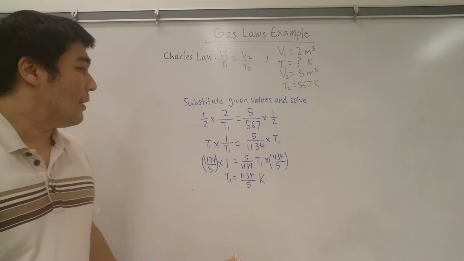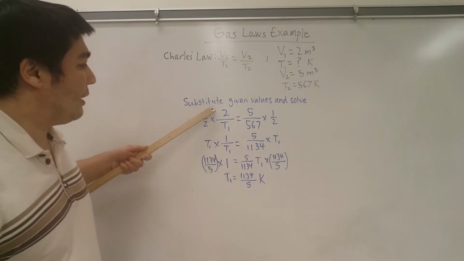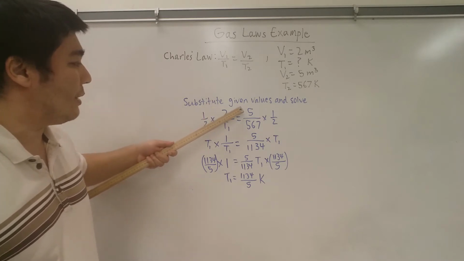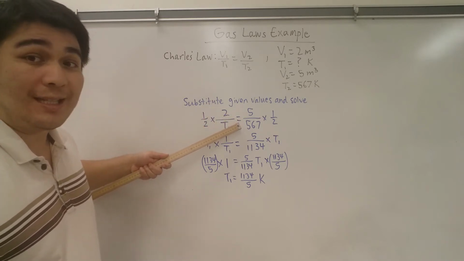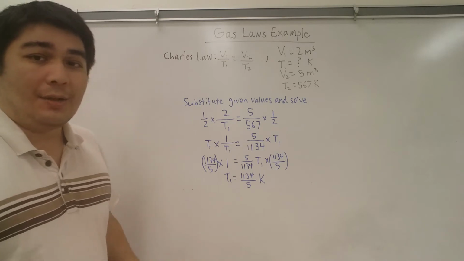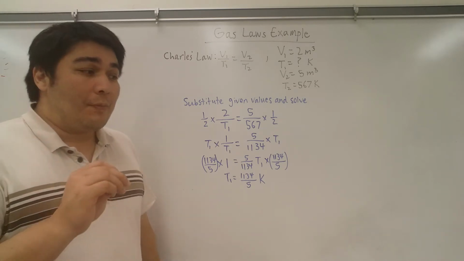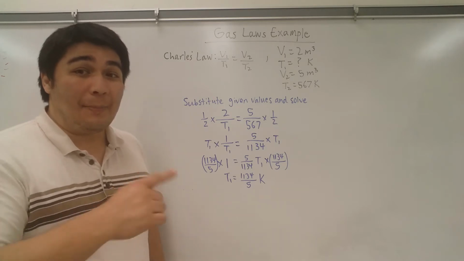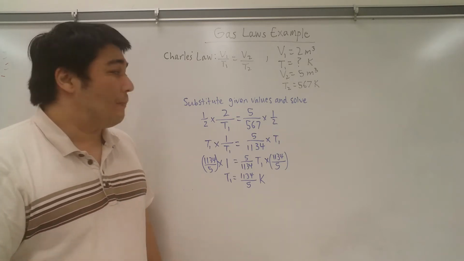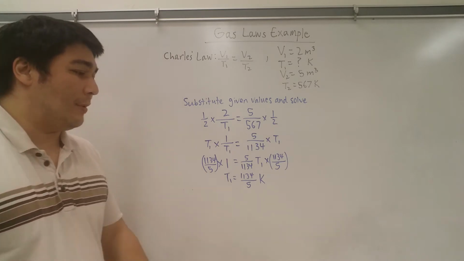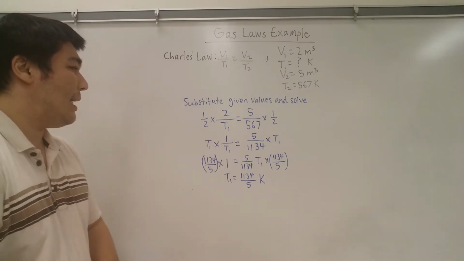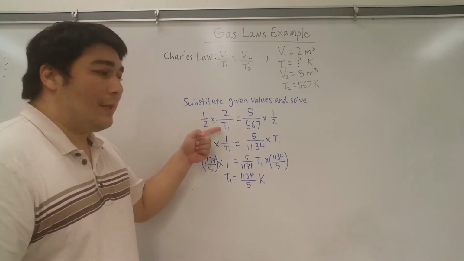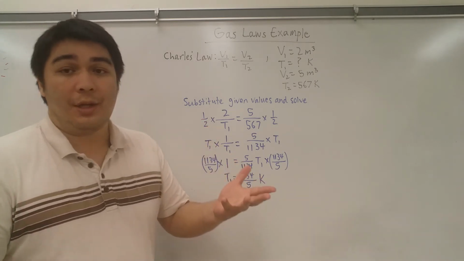So here we go. All I'm doing is substituting the given values and solving. So 2 over T1 is equal to 5 over 567. That's great. So now I'm going to isolate the variable. In order to isolate the variable, I need to do the opposite operation that's being done to the variable that I want to isolate. Now in this case, T1 is in the denominator. So there are several ways I could do this.